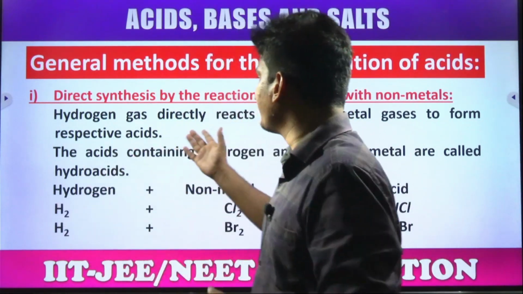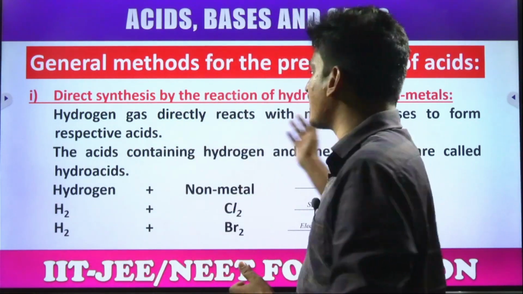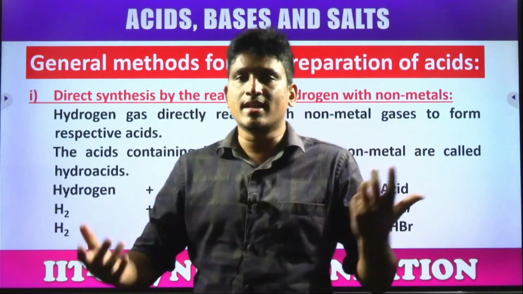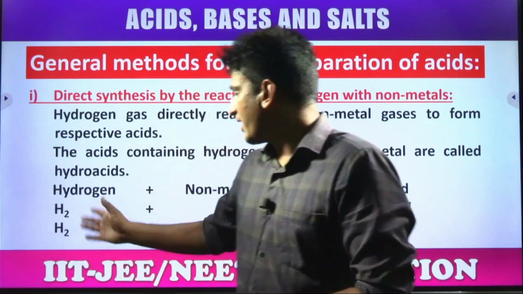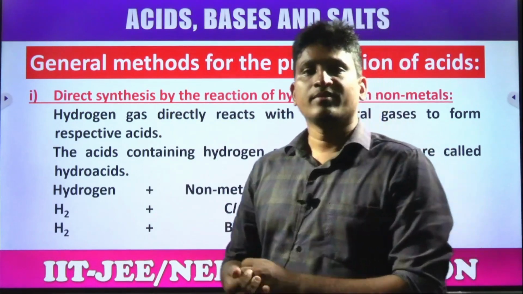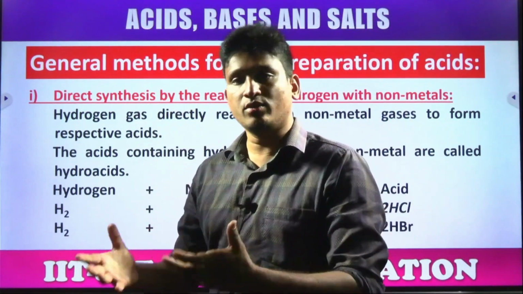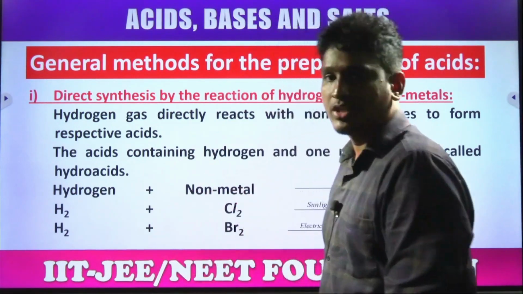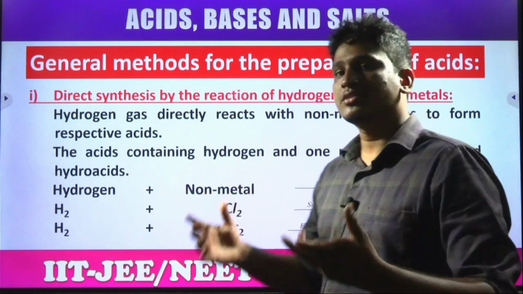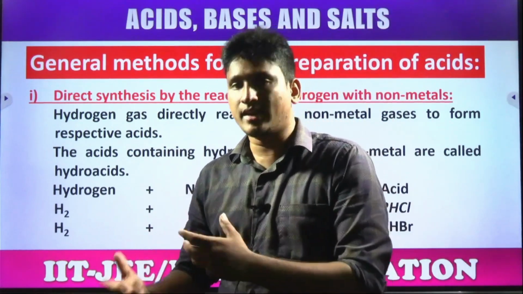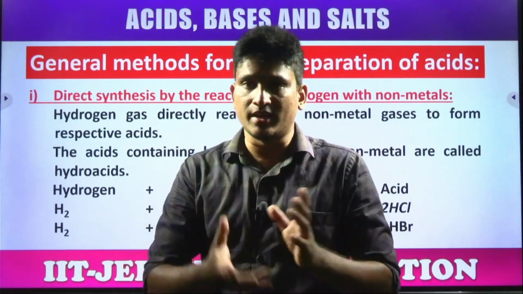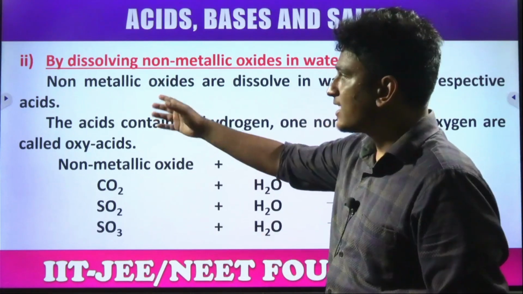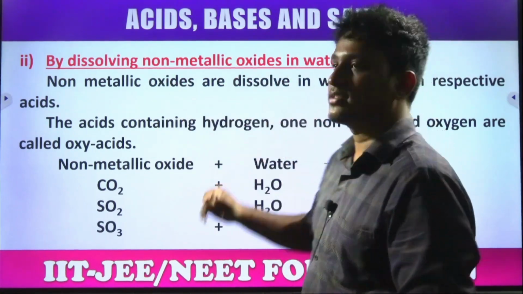For example, look here, hydrogen gas directly reacts with non-metal gases to form the respective acids. Hydrogen gas plus chlorine. So what is the acid we can expect? Hydrochloric acid. Hydrogen gas plus bromine. So what is the acid we can expect? Hydrobromic acid or hydrogen bromide, HBr, or HF, hydrofluoric acid, or hydrogen with sulfur to produce hydrogen sulfide. Directly by the reaction of non-metals with hydrogen gas, we can synthesize all these acids, as well as by dissolving non-metallic oxides in water.